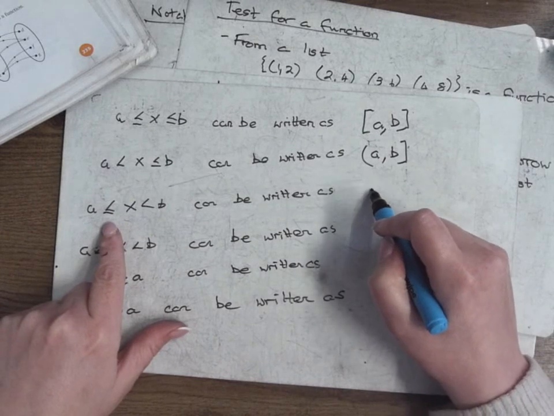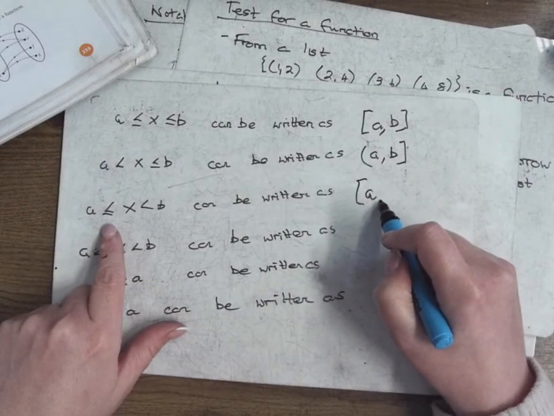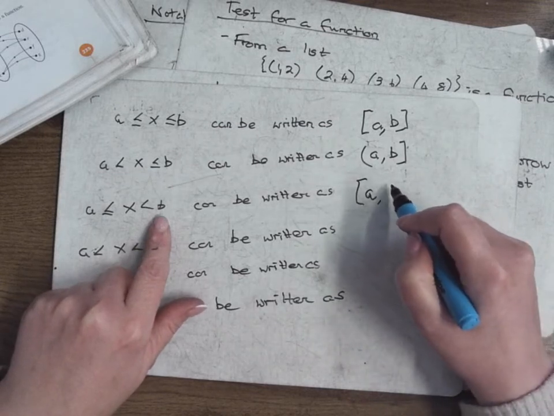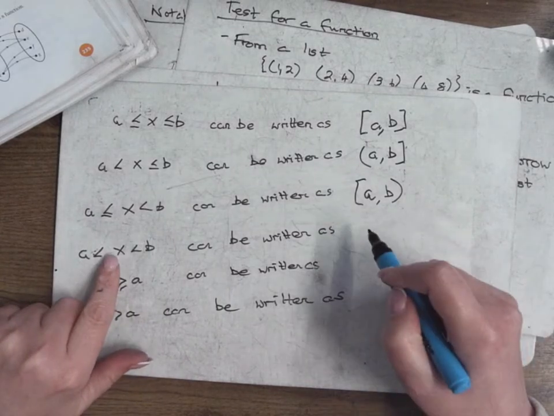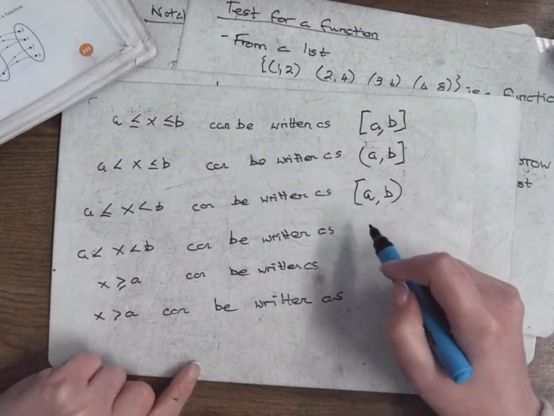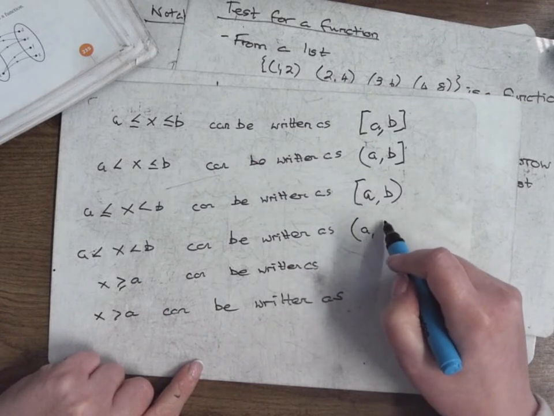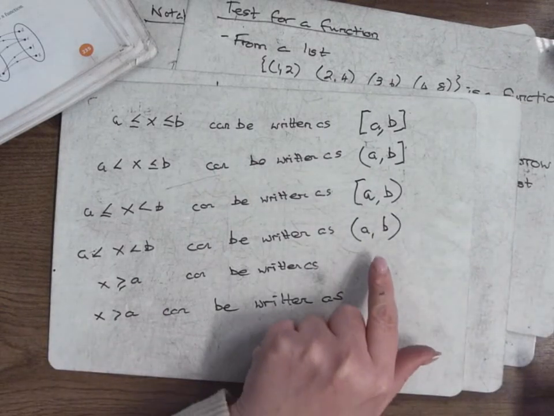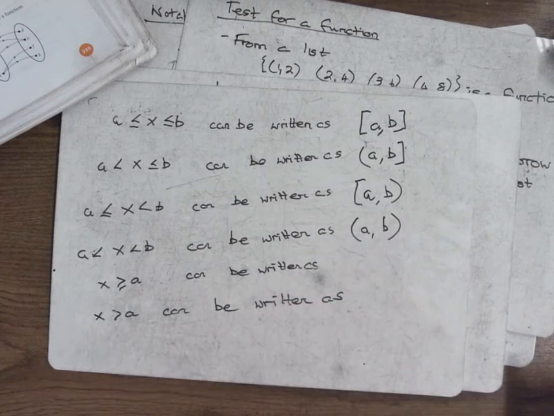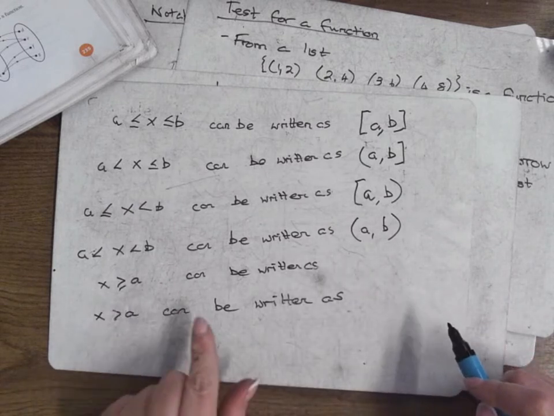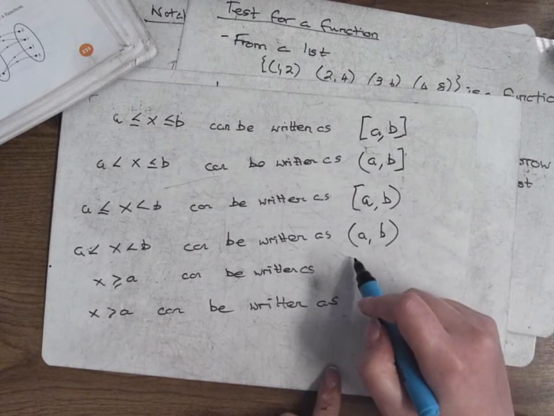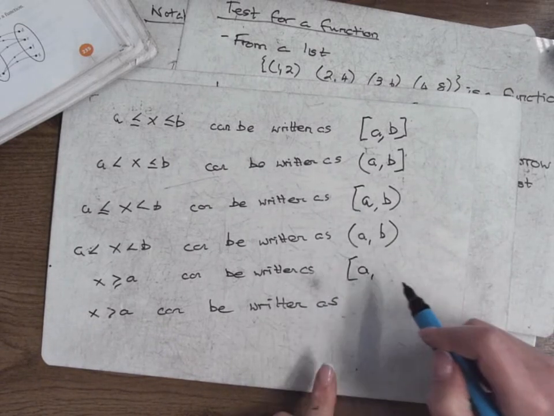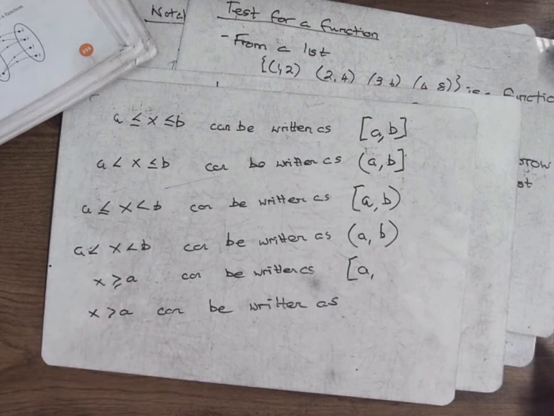What about this one? Is A included? Yes, so you put a square bracket around A. Is B included? No, so a round bracket around B. This one, is A included? No. Is B included? No. So a round bracket around A and a round bracket around B. That means the answers are between A and B, but A and B themselves are not included. This one, X is greater than or equal to A. So is A included? Yes, so a square bracket around A, and it goes on forever, doesn't it?